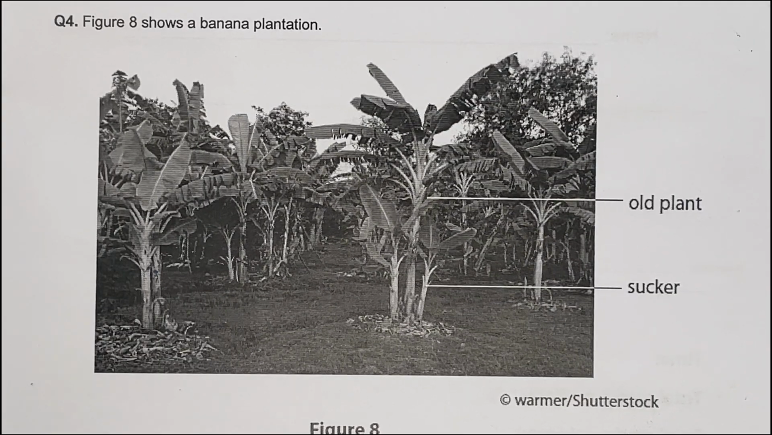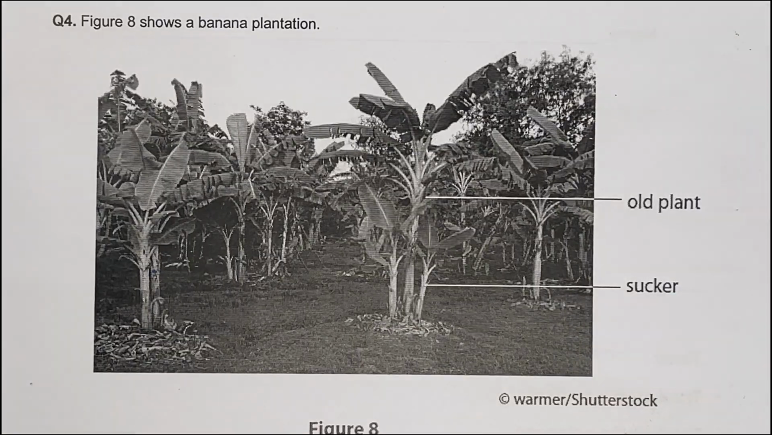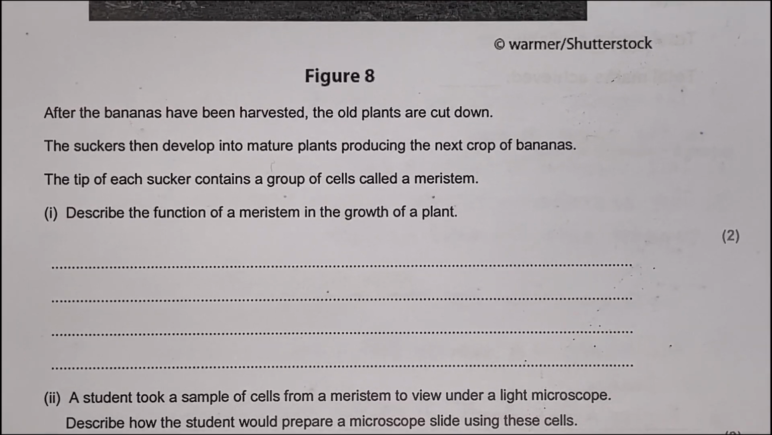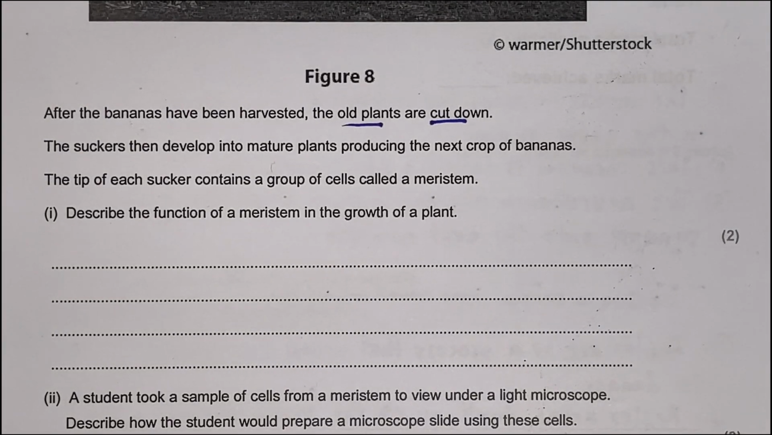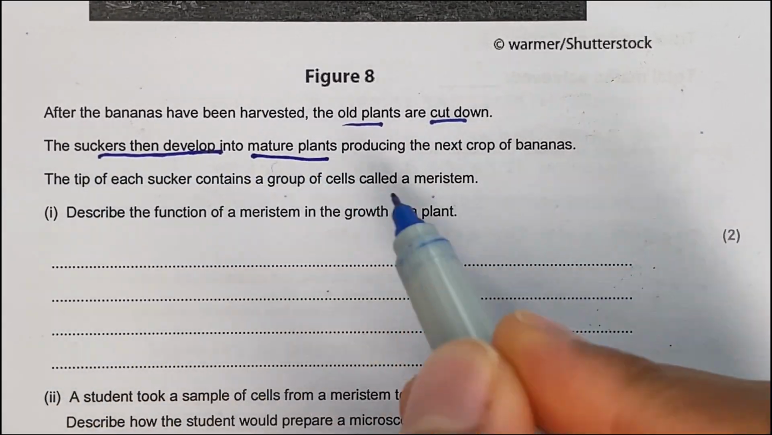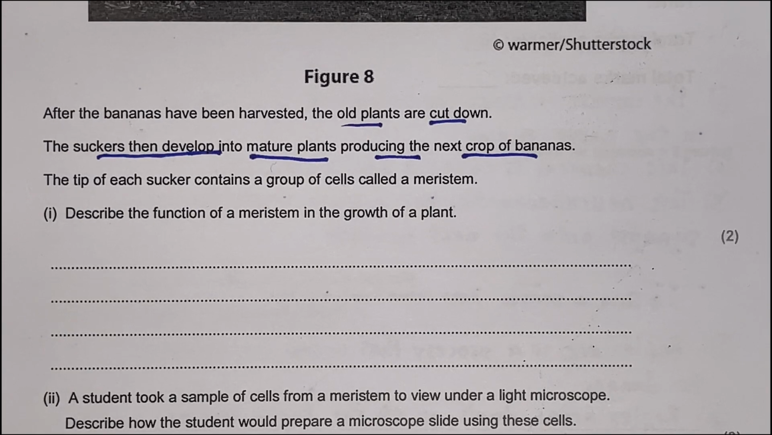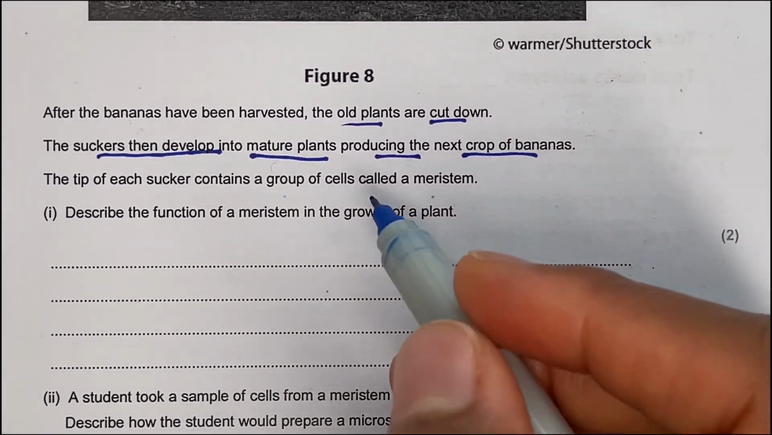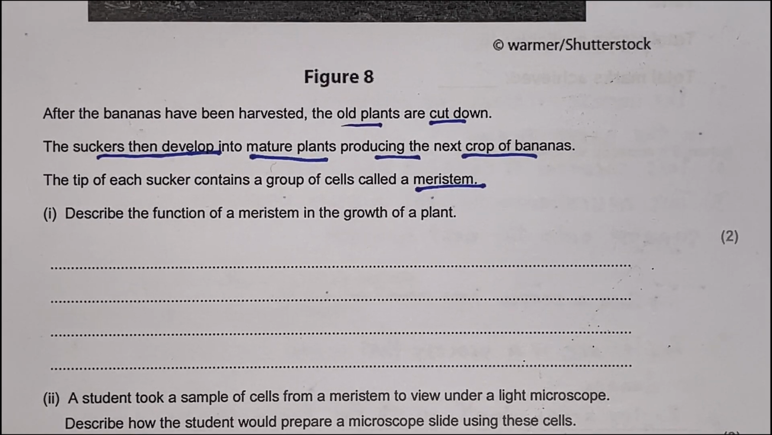Figure 8 shows a banana plantation. Old plant, sucker. After the bananas have been harvested, the old plants are cut down. The suckers then develop into mature plants, producing the next crop of bananas. The tip of each sucker contains a group of cells called a meristem. Describe the function of a meristem in the growth of a plant.